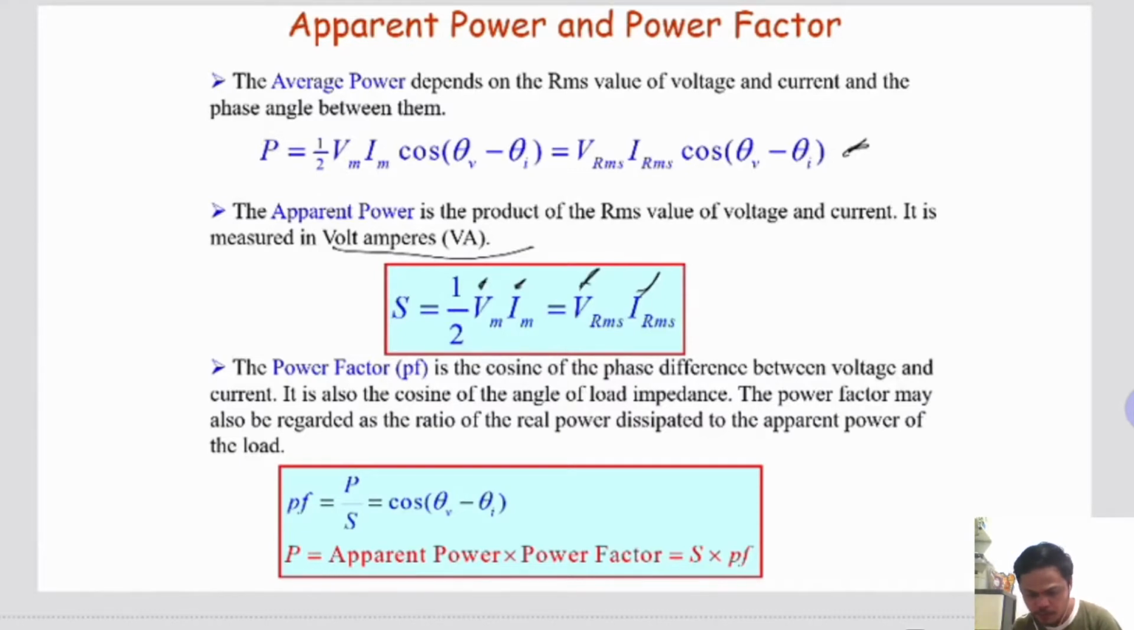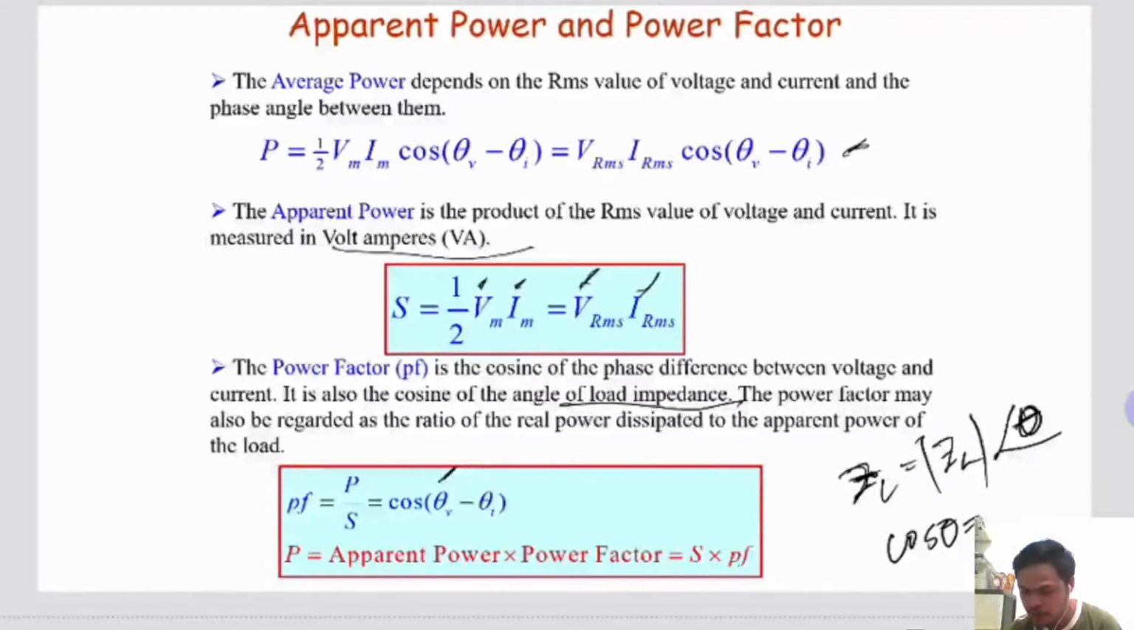For power factor or PF, that is the cosine of the phase difference between the voltage and the current. It is also the cosine of the angle of load impedance. So if we have load impedance written in polar form, you have your ZL, and this angle here can be considered as your power factor. So cosine theta of that is your PF.